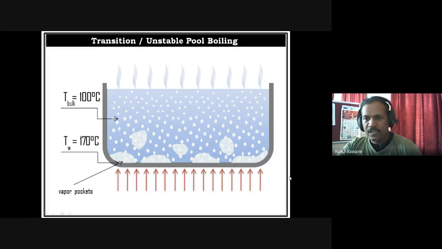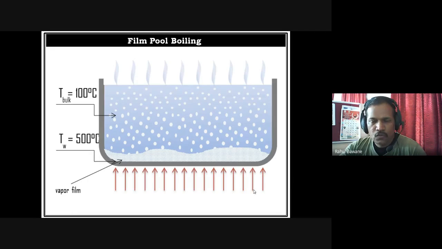Now suppose we keep heating the water continuously. At one stage we observe that the bottom surface is completely covered by one vapor film. Now here, as the picture shows, the bottom heating surface plate reaches 500 degrees centigrade. At this temperature, the heating surface is completely covered by one layer of vapor. Not a single portion of liquid or water comes into direct contact with this heating surface.